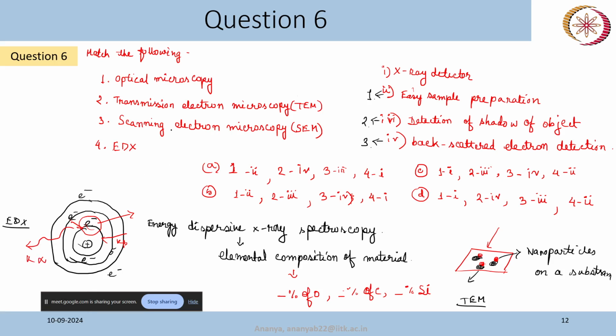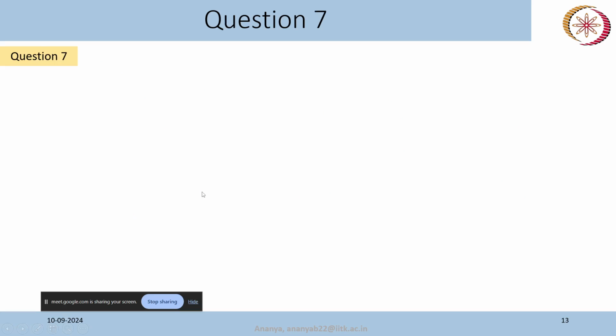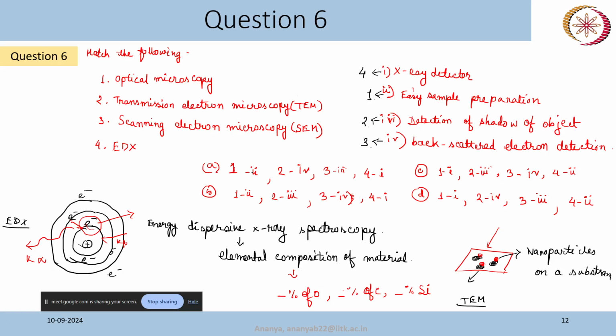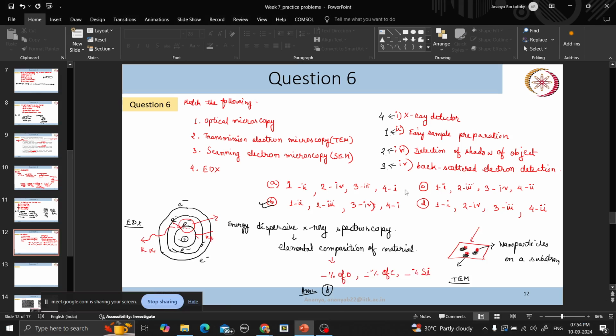So option 4, this 4 matches with this. So what is our correct answer? 1 is 2, 2 is 3, so this is our correct answer. Great. So our answer is B. So I hope it is clear.